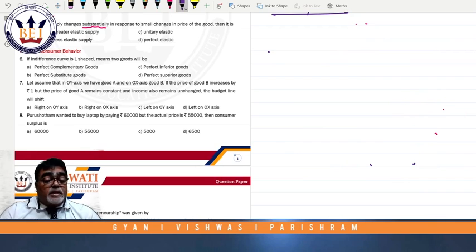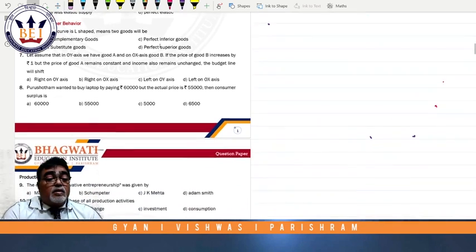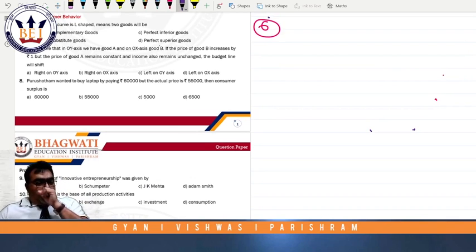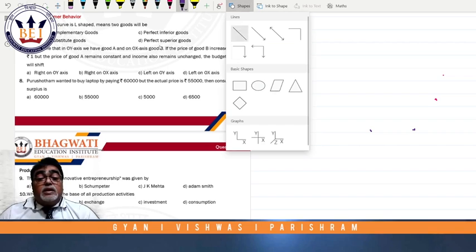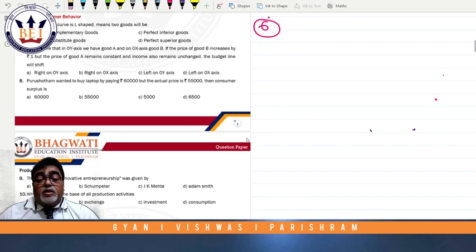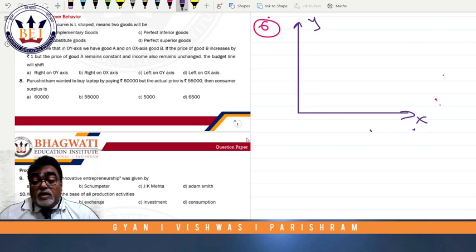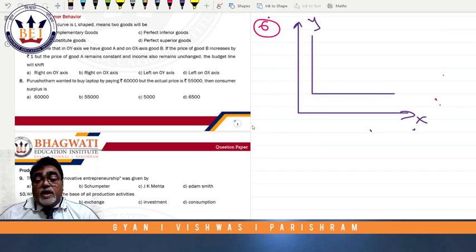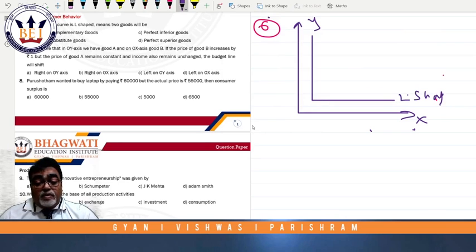Now question number 6. It is purely on consumer behavior, indifference curve. If the indifference curve is L-shaped, I'm sorry. An indifference curve is nothing but a combination of different points where each point exhibits the same level of satisfaction. They have specifically mentioned it is L-shaped. Specifically mentioned L-shaped means, as per the question, I made this L-shaped diagram. So what does it mean?